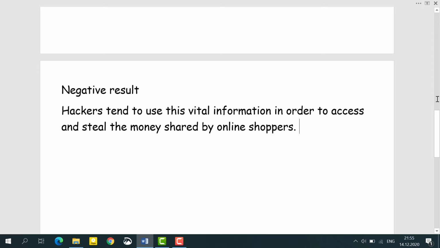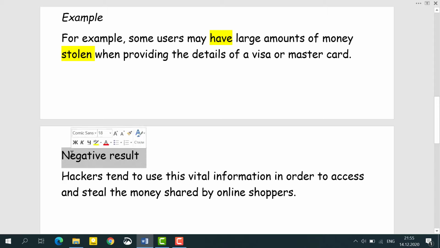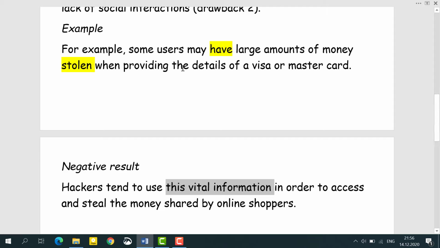That's it. Okay, now hackers tend to use, in this case tend to means usually, okay, not all the time, but usually use this vital information. What kind of information? Okay, the details of a Visa or MasterCard. What am I doing here? I'm referring back to the previous statement, okay, this vital information, and it's called referencing, and that's exactly what the examiner is looking for in your essay. Next, in order to access and steal the money shared by online shoppers.